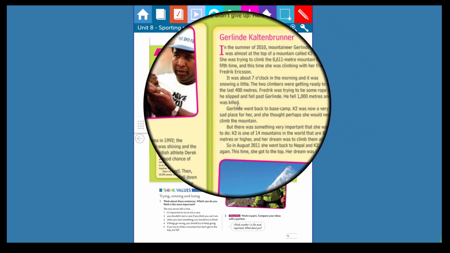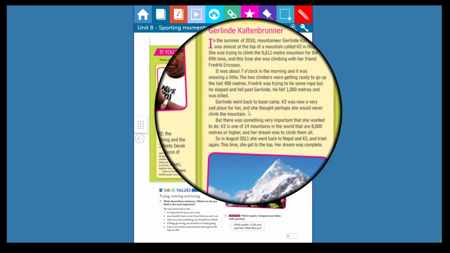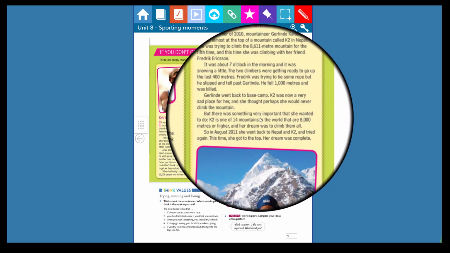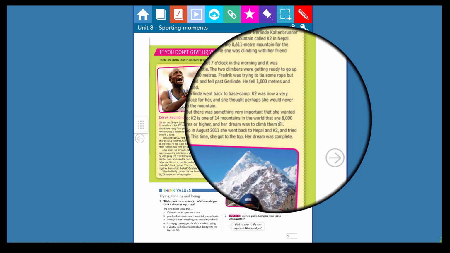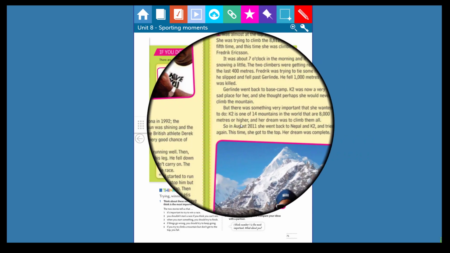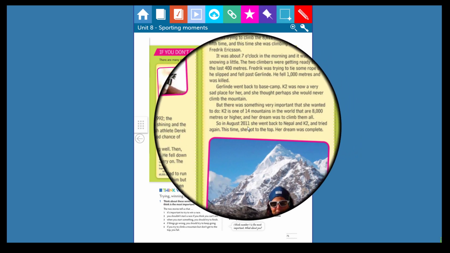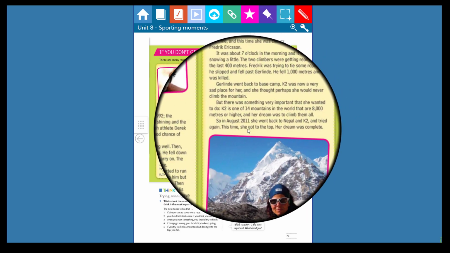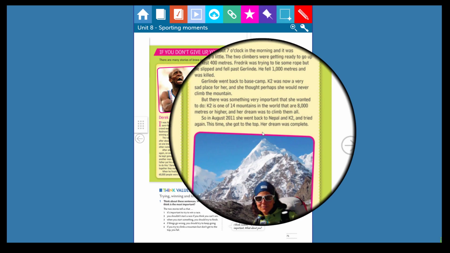Wow. Geraldine went back to base camp. K2 was now a very sad place for her, and she thought perhaps she would never climb the mountain. But there was something very important that she wanted to do. K2 is one of the 14 mountains in the world that are 8,000 meters or higher, and her dream was to climb them all. So in August 2011, she went back to Nepal and K2 and tried again. This time she got to the top. Her dream was complete. Wow.